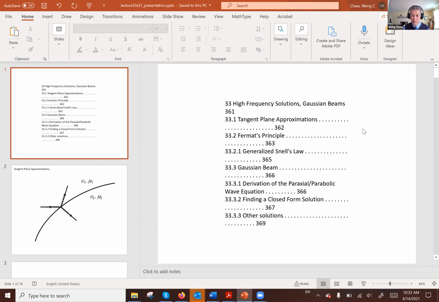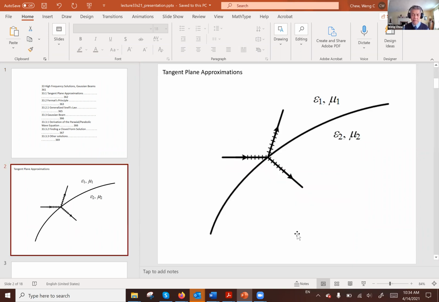Today, I'm going to talk about high-frequency solutions and Gaussian beams. These are very, very useful solutions because they approximate, yet they offer great physical insight. They are especially useful in the optical regime where the wavelengths are very short. The first thing you can make when the wavelength is very short is called a tangent plane approximation. In the tangent plane approximation, you assume that a wave is locally tangent to a surface.